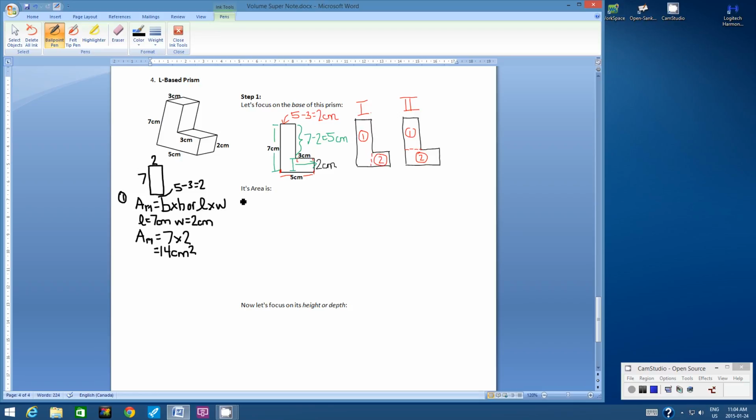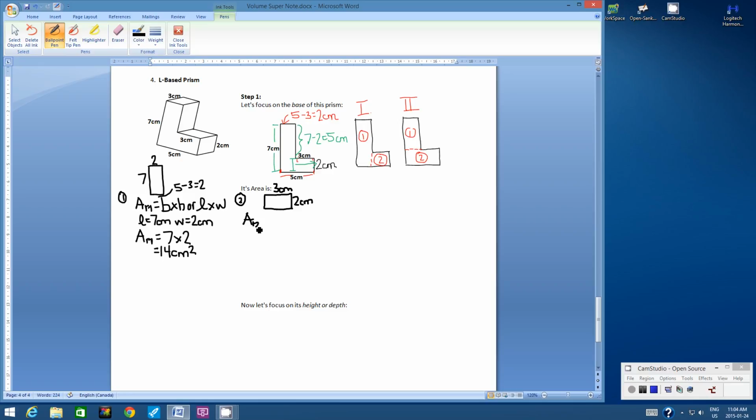So let's go on to the second part of our solution, which is this rectangle, this little guy right here. Okay, so what do we know? Well, we know that this measurement is 2 centimeters, and we know that this measurement is 3 centimeters. This is 3 up here, and this is 2 right here. So we have everything that we need. So let's set up our formula.